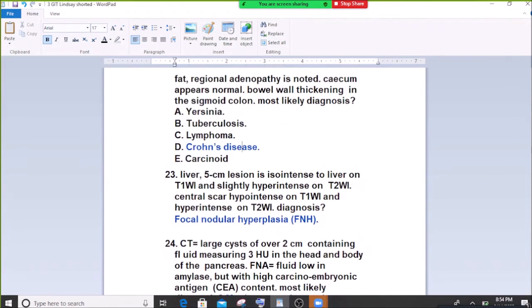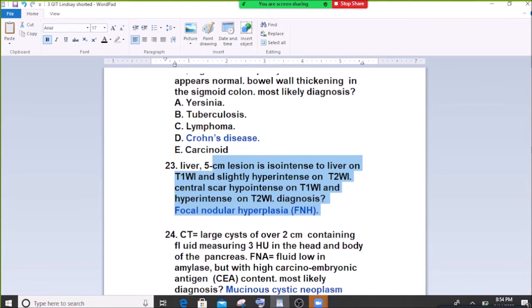23. Liver shows a 5 cm lesion, hypointense on T1 and hyperintense on T2, with a central scar hyperintense on T2. So a lesion with a central scar is focal nodular hyperplasia.